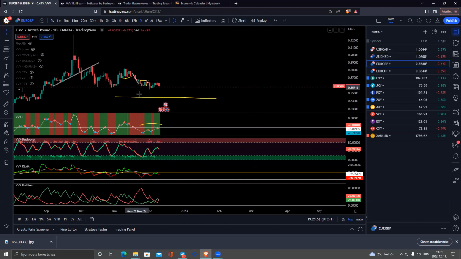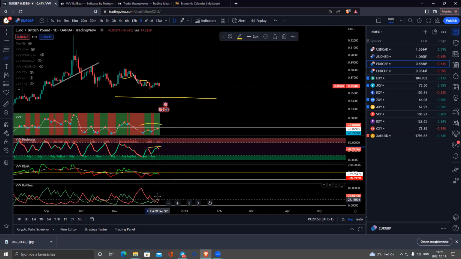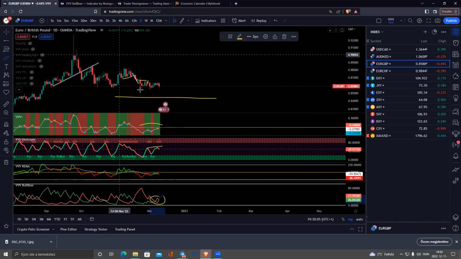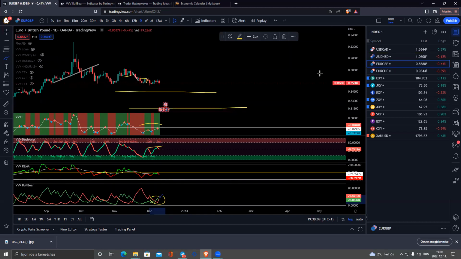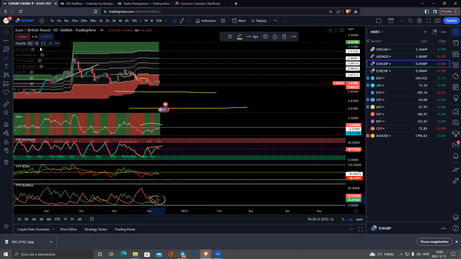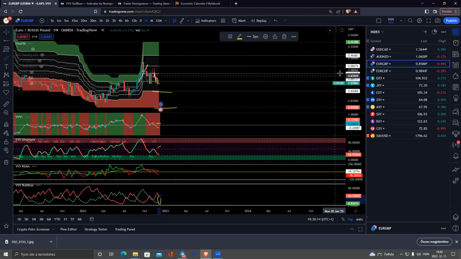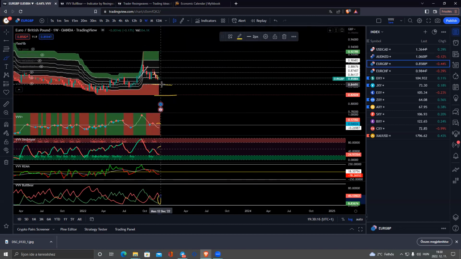The Euro GBP, I see here a divergence, and I see here something about cross. So the GBP, I think, is about to dominate, and from previous week we got two of the zones. First, this is the TP, and second will be this as the TP.